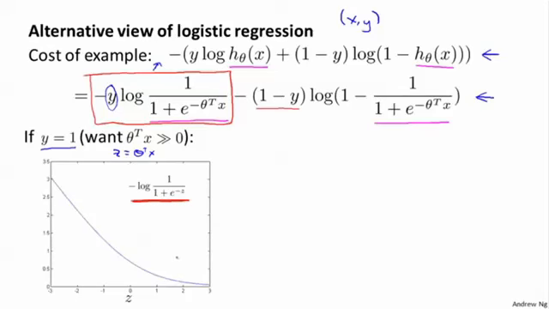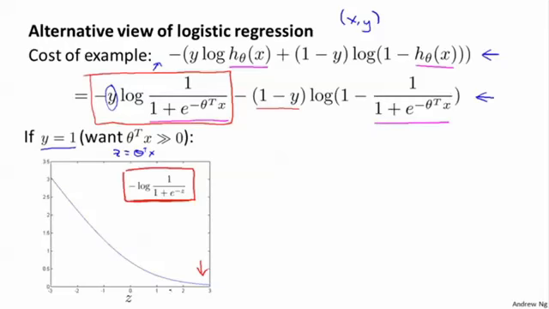And if we plot this function as a function of z, what you find is that you get this curve shown on the lower left of the slide. And thus we also see that when z is large, that is when theta transpose x is large, that corresponds to a value of z that gives us a fairly small contribution to the cost function. And this kind of explains why when logistic regression sees a positive example with y equals 1, it tries to set theta transpose x to be very large, because that corresponds to this term in the cost function being small.